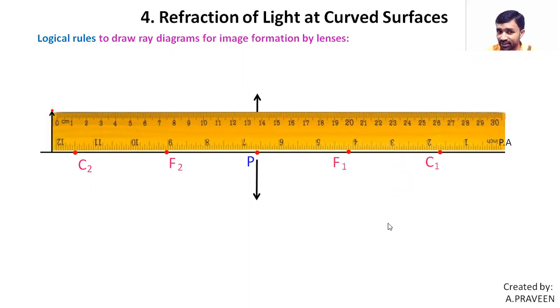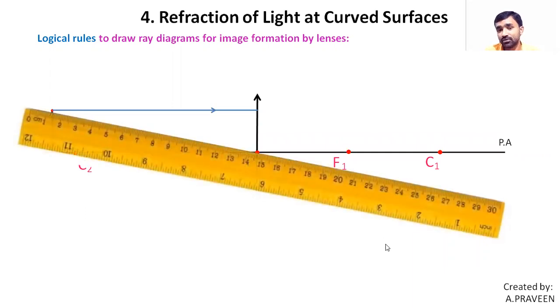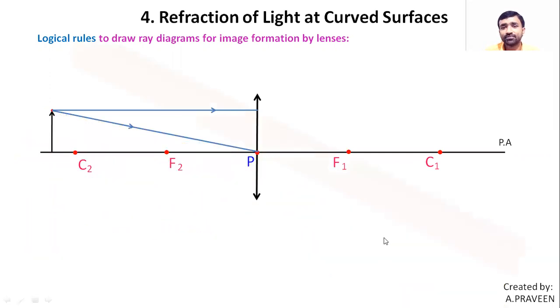From the top of the object, I'm drawing the parallel ray. See here, without removing the scale, I completed two things: object and parallel light ray. This is the logical rule. Then what to do? Use that scale to connect the top of the object and pole. Then draw it. We know the behavior of this light ray. Don't remove your scale. Complete that, right?